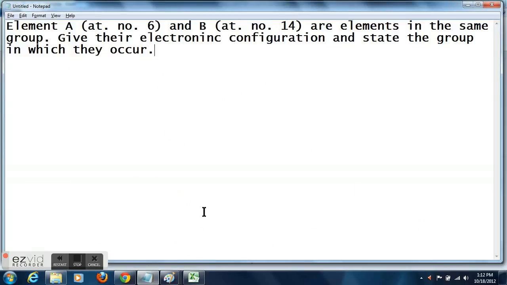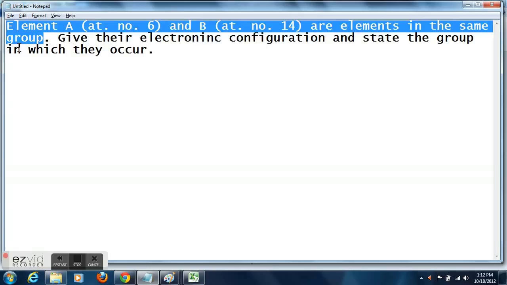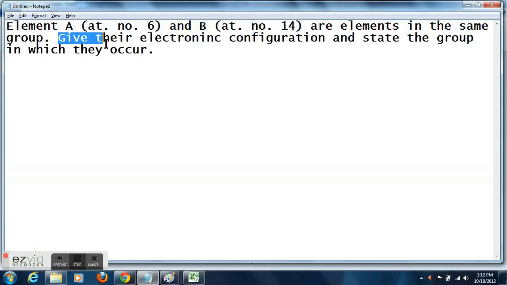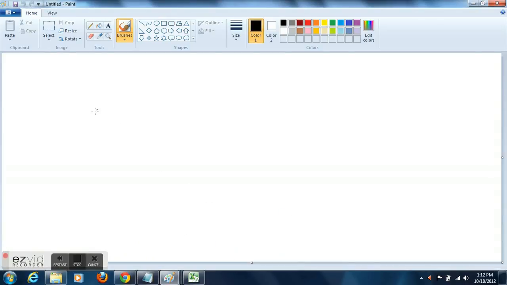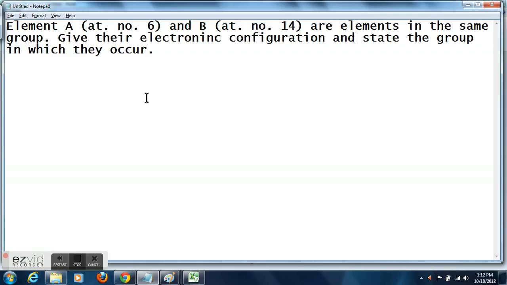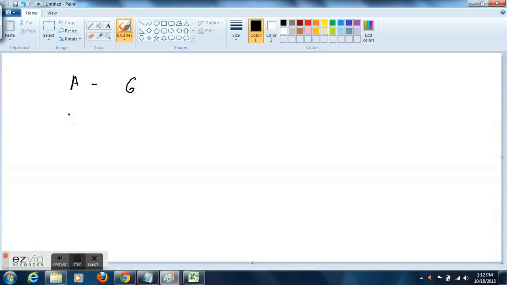This is another interesting problem. Element A with atomic number 6 and another element B with atomic number 14. They belong to the same group. First question, provide their electronic configuration and state the group in which they occur. So what is the approach here? First of all, we know the atomic number. For A, the atomic number is 6 and for B, the atomic number is 14. So atomic number is the number of protons. So let us write number of protons.